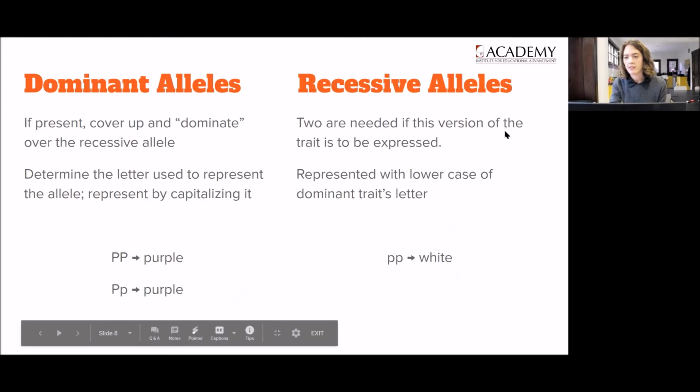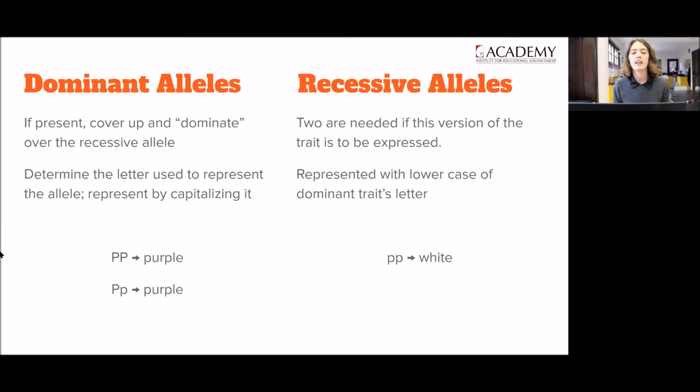And I'll move myself once again. So dominant alleles, if they are present, they cover up and dominate over the recessive allele. Even if there's just one dominant allele and one recessive allele, the dominant one wins out, it masks and covers up the recessive allele, so that that's the trait that you see. For recessive alleles, 2 are needed in order to see that trait. So that might be confusing, so let me get into a little bit more.